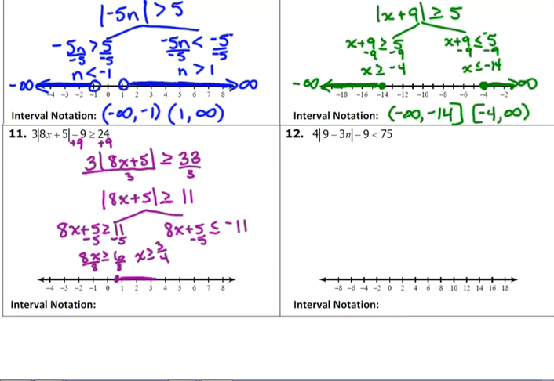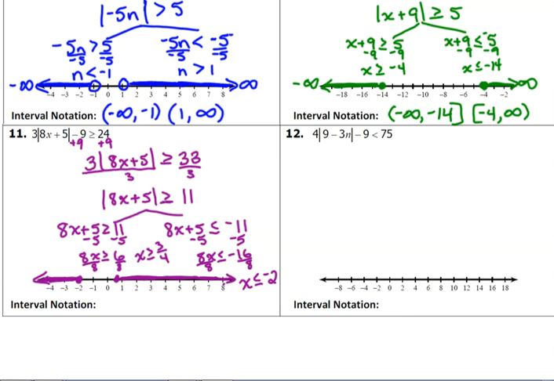On the other side, subtract 5, 8x less than or equal to negative 16. Divide by 8, x is less than or equal to negative 2. Okay, I didn't flip the inequality there. Just reminding you, I didn't divide by a negative number. I was dividing a negative by a positive. It's what you're dividing by, not what is being divided. So x is less than or equal to negative 2.